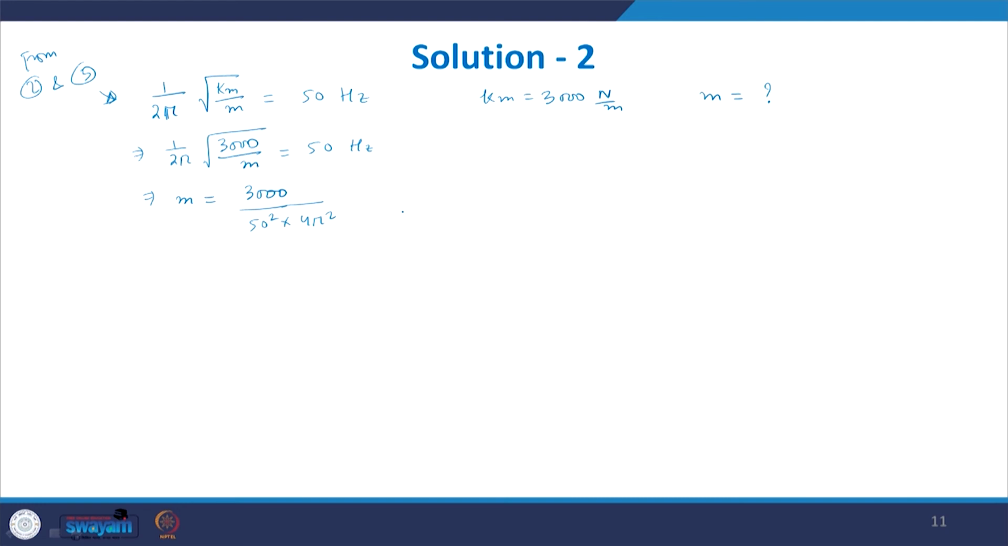So, when you solve this and you put the various values here, it comes out to be 0.0304 kgs. So, this is all in SI units, which means around 30.4 grams is equal to the center mass. So, one design parameter we have obtained, that is the center mass should be 30.4 grams.